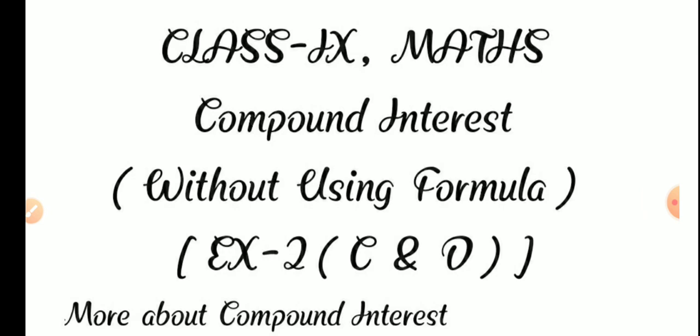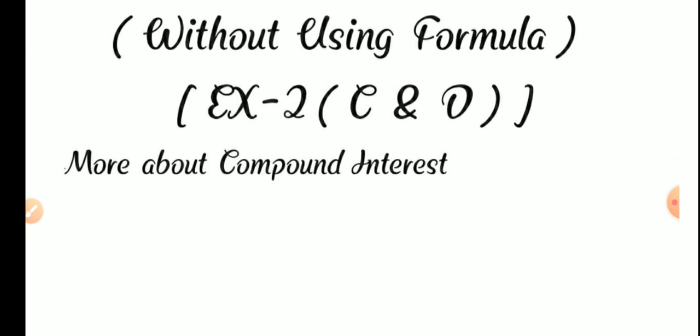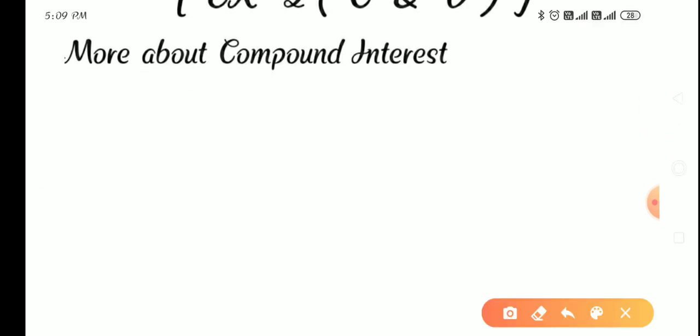Today in this video I am going to explain exercise 2C and exercise 2D of compound interest without using formula. In this exercise you will study more about compound interest. What is this more about compound interest? I will tell you. Students, suppose that you are having CI of 2 consecutive years.